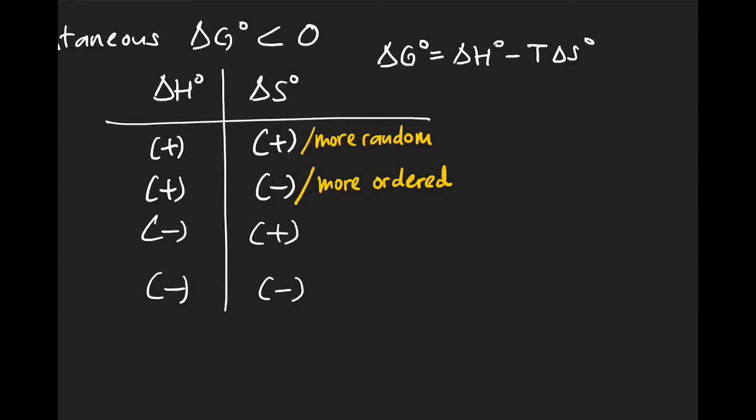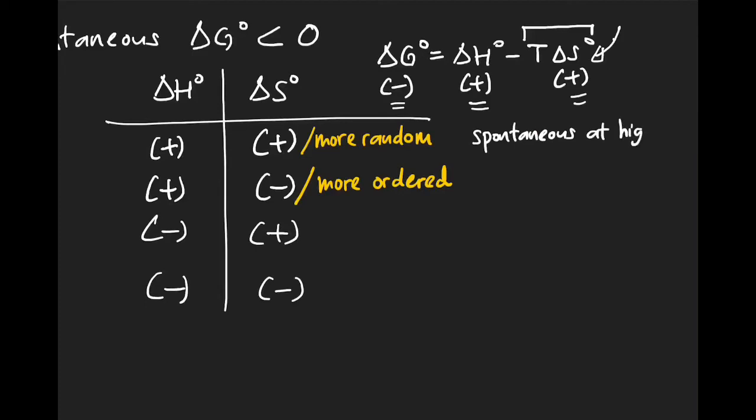If we have delta H being positive and delta S being positive, the only way for us to get a negative delta G is if the T delta S part is large enough. Something positive minus something that is also positive will only be negative if the one that we use for subtraction is large. Therefore, this combination of plus plus will be spontaneous at high temperature.